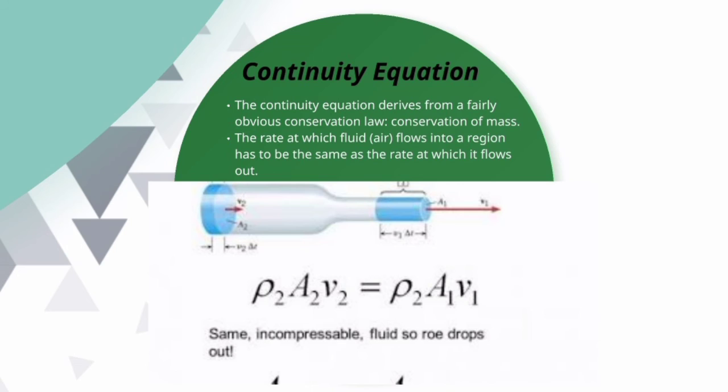Next is the continuity equation. The continuity equation derives from a fairly obvious conservation law, which is conservation of mass. The rate at which fluid, for example air, flows into a region has to be the same as the rate at which it flows out.